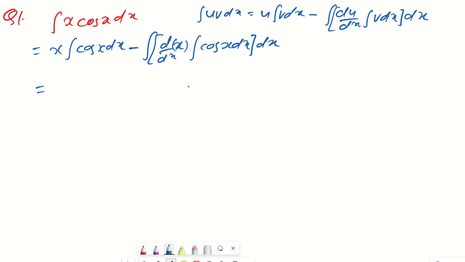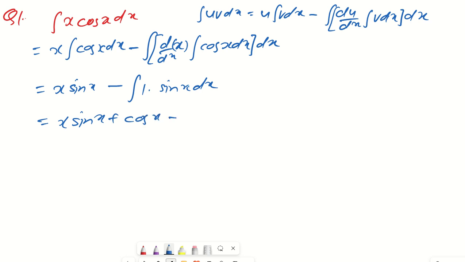So what is the integration of cos x? It is sin x. So x sin x minus integration of, this will become 1 into integration of cos x, which is again sin x dx. Then it is going to come up as x sin x, and integration of sin x is minus cos x. So minus minus plus cos x plus some constant c. Okay, so this is the complete solution for integration of x cos x dx.